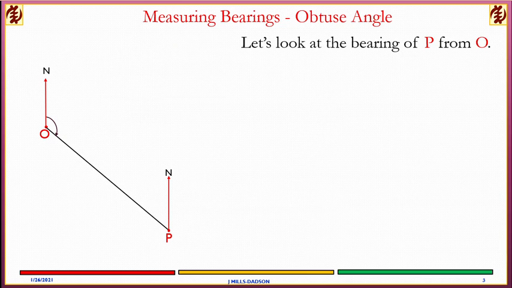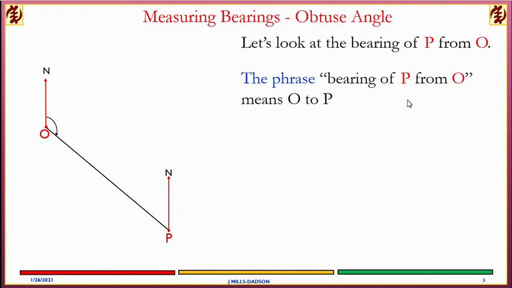You're supposed to measure the bearing. Look at the bearing of P from O. So we are supposed to measure and explain the bearing of P from O. Whenever you hear the keyword from, it means O to P. P from O actually means O to P. So it's a little phrase you need to understand.